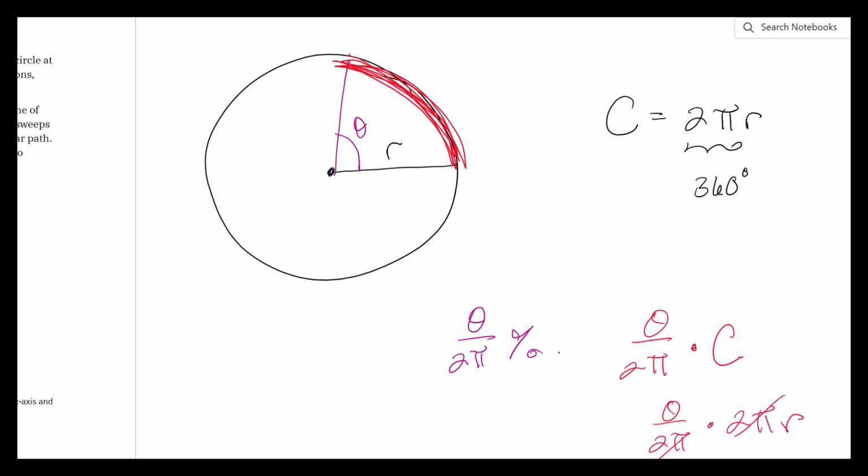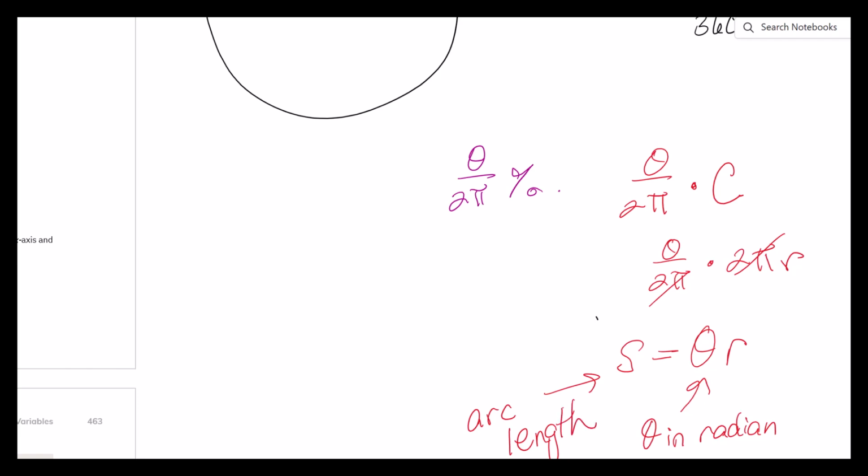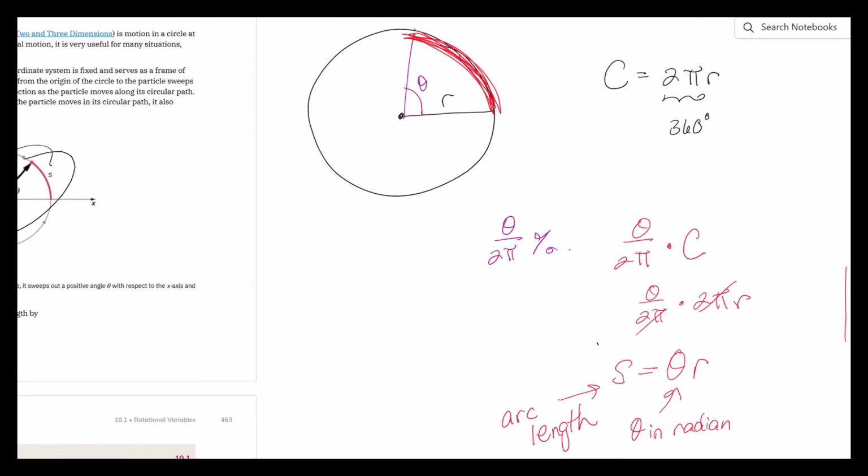And it turns out that we have s equals theta r, if you measure theta in radians. This s over here that I wrote is called the arc length. So the arc length of a circle is the radius times the arc subtended by that angle, theta.